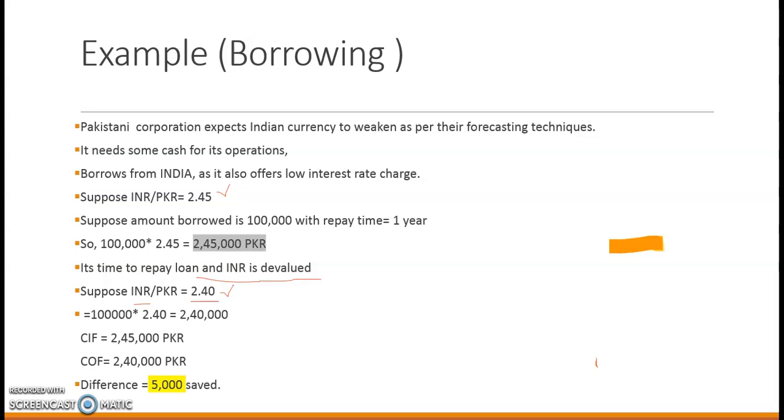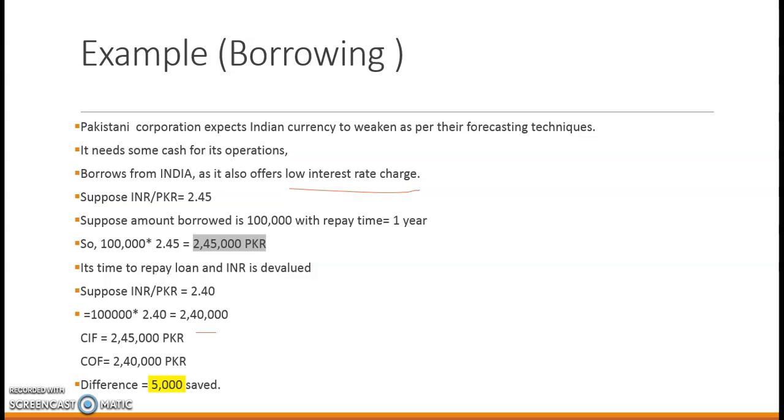Now when the time is for repayment, we go to the bank and deposit the amount, 2 lakh 40,000, because we multiplied it with 2.40, and this is the amount that we need to submit to the bank, and we paid 2 lakh 40,000. Now if we see this situation, where we were planning on borrowing from a country which is offering us an interest charge that I have considered as zero or as minimum as possible, and we also expected that the currency will devalue.